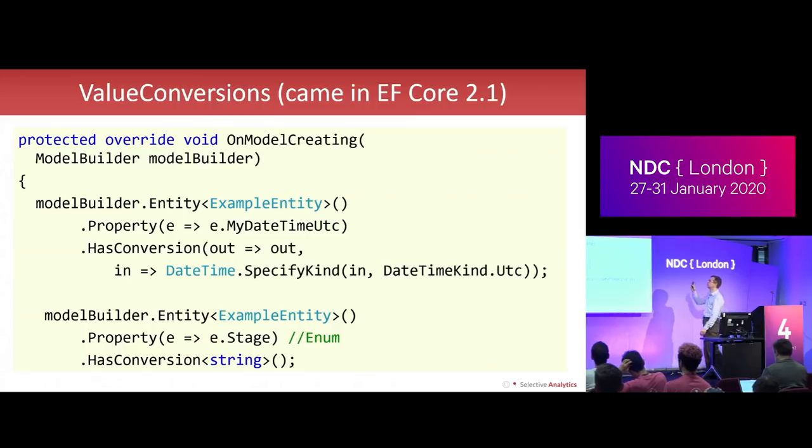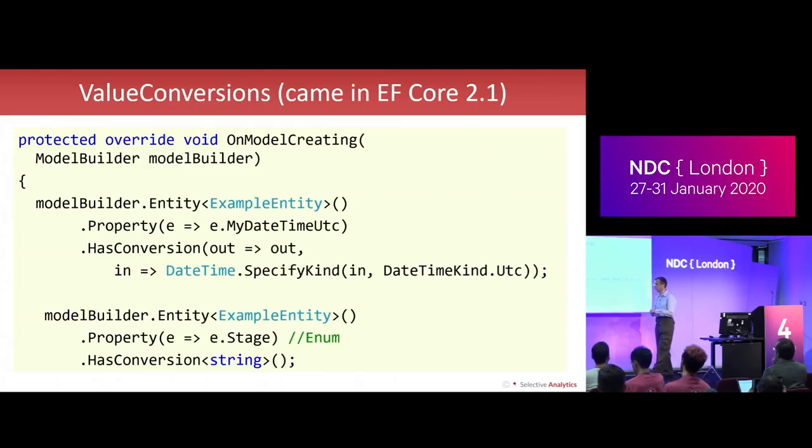Value converters. So these came in 2.1. It's not a new thing in 3, but I really like these. The problem I had: if I save a date time to the database and then pull it back out again, it's lost its kind. If it was UTC, it doesn't say it's UTC anymore. And that's a problem if I'm sending JSON to my front end because it hasn't got the Z in it. Before this, I did it with backing fields and stuff. But now you can have this conversion, so you can convert things when it goes out and when it comes back in. When it goes out, I just send it out. But when it comes back, I add the UTC back. And that is magic.